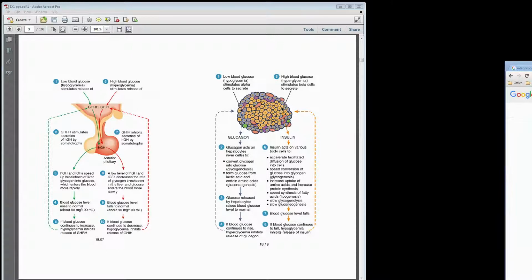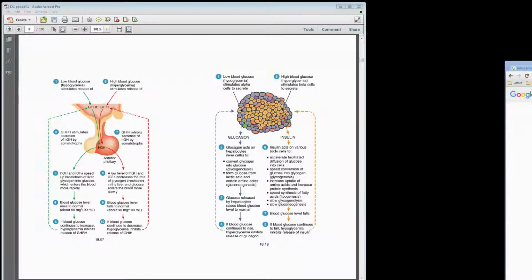The sensor cells know if something's too high or too low. They have a set point programmed into them. For the hypothalamus, it senses the glucose levels, and the sensor cells say, for instance, if we have too low of a glucose, we send this signal to the controller cells, and the controller cells say we need to produce GHRH, growth hormone releasing hormone. This is secreted and sensed by the anterior pituitary.